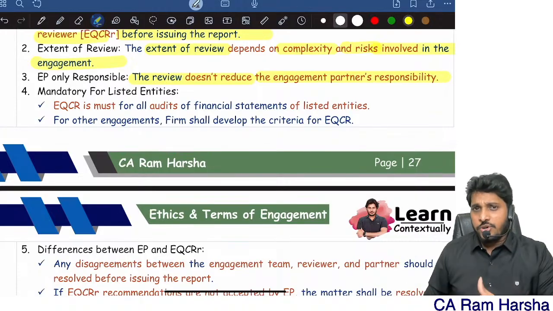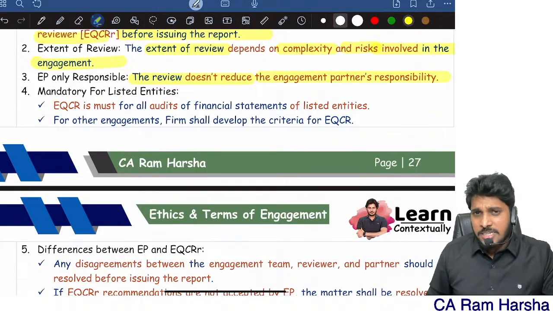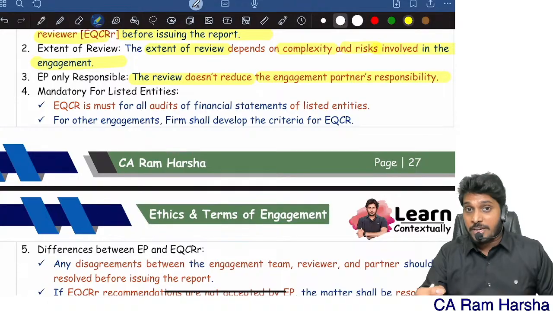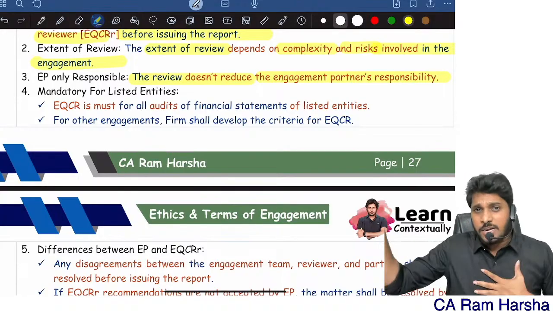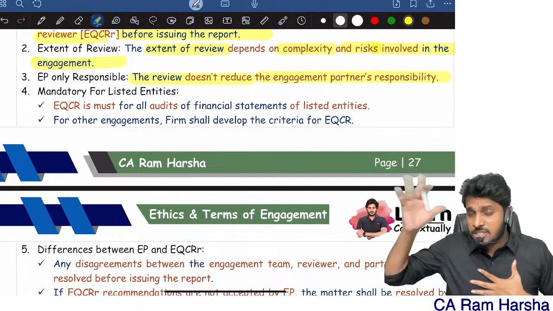He will ask me, Harsha, what you decided? I tell him, sir, I decided to give unqualified opinion. Then he will also check my working papers and tell me whether my unqualified opinion, which I concluded, is correct or not. He will discuss, review, and then tell me.